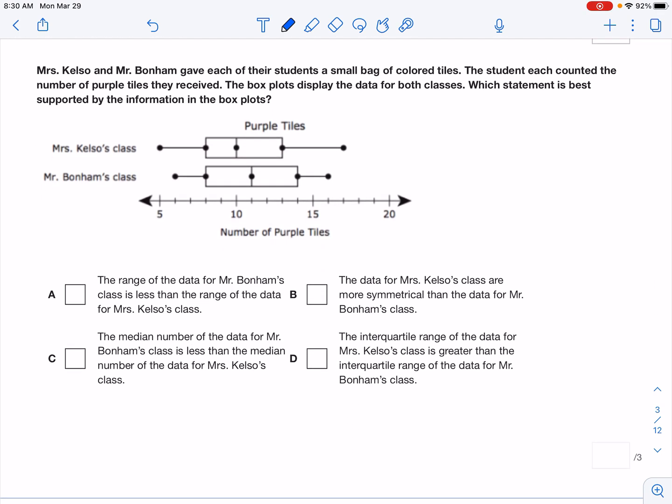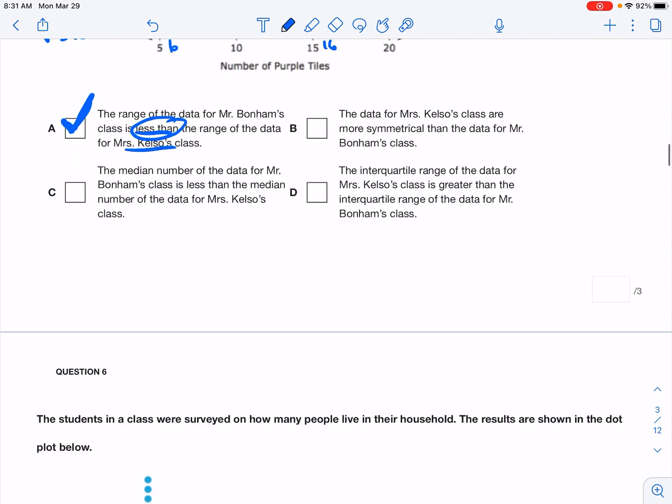Number 5, we want to find out which statement is best supported by the information. So A says the range of Miss Bonham's is less than Miss Kelso's range. Remember, range is the spread. So if we're looking at the spread, Miss Bonham's goes from 6 to 16, so that's 10. Miss Kelso's goes from 17 to 5, so hers is 12. So Miss Bonham's is less than Miss Kelso's.